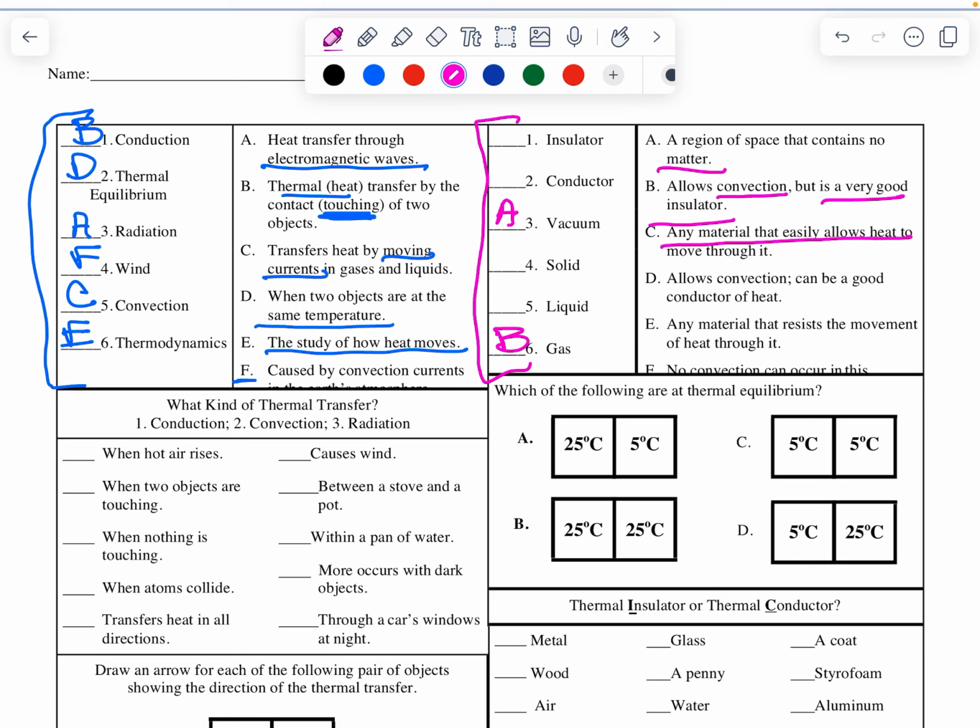Any material that allows heat to move through it easily, we said, was a conductor. Allows convection and can be a good conductor of heat, and that was a liquid. Any material that resists the movement of heat through it, that keeps heat from transferring, is called an insulator. And last but not least, for this set of matching, no convection can occur through a solid.